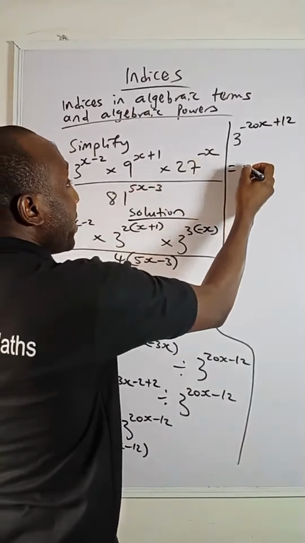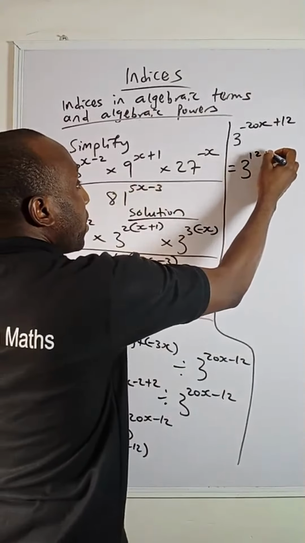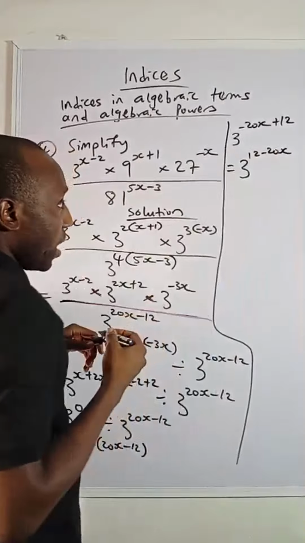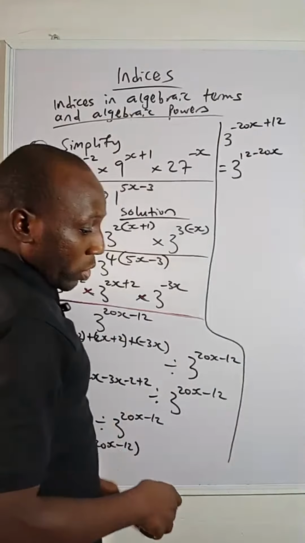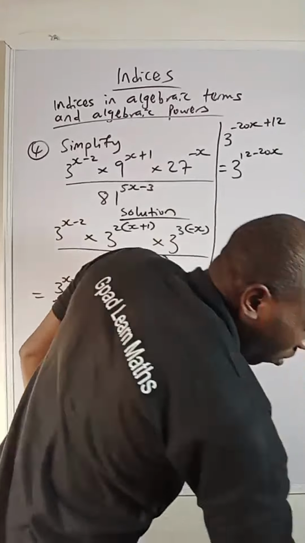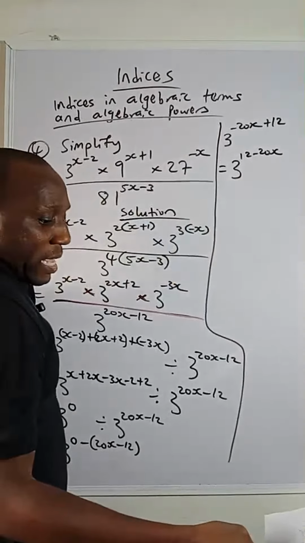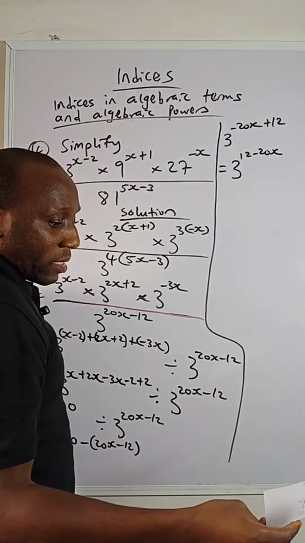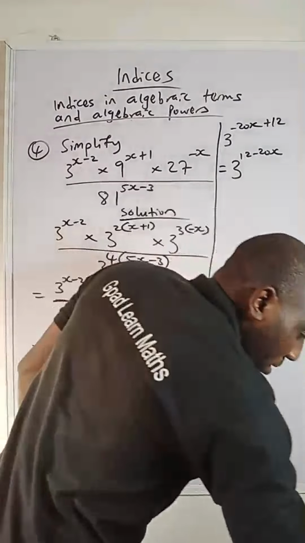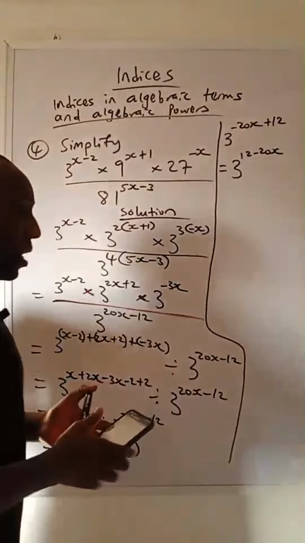So we can rewrite this like this: 3 raised to power 12 minus 20x. I think we can just end it right there and call that the answer. Yes, I think that's the answer to that. Anybody with a different answer? But I think that's the correct answer.